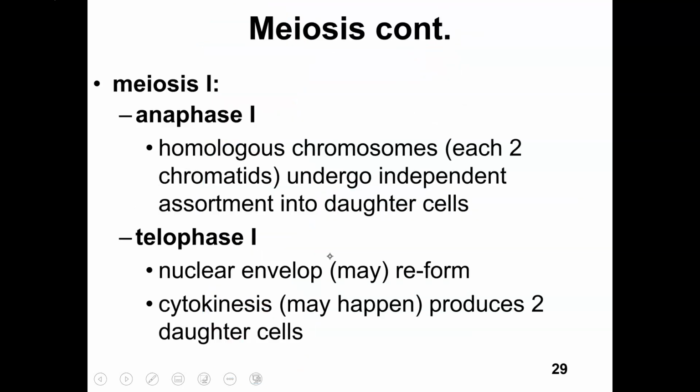And so then we'll go through anaphase, and in anaphase, homologs are separated. So each homolog still consists of its two sister chromatids, but they're separated from their other homolog. So instead of having the chromatids ripped apart, we have the homologs pulled apart. And then in telophase, the nuclear envelope can reform around, and cytokinesis can occur. And so this is going to produce two daughter cells.